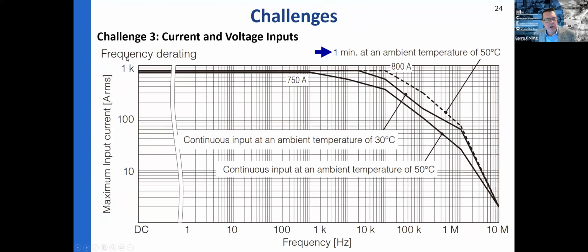Let an amp engineer help you pick your clamp. The number that's on the side of your clamp isn't where you can run it all day. And there's no hardware that's an exception to that at these current levels, 1,000 amps or 2,000 amps. All of these things produce a little bit of heat. So there you go. There's where current and voltage inputs are headed.